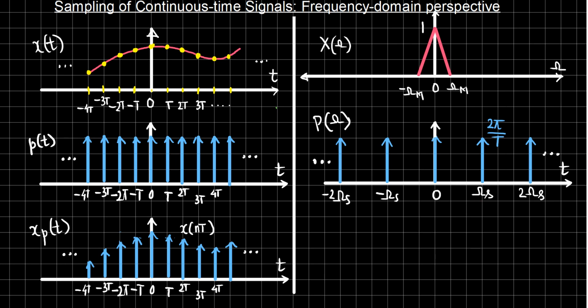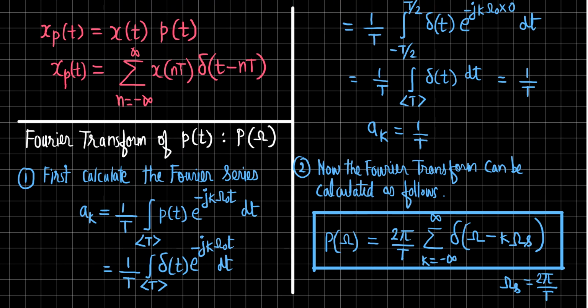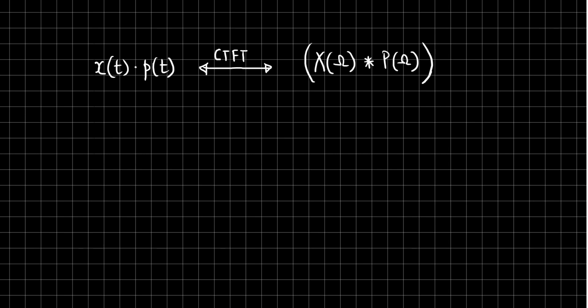Now, as we are multiplying the signal in the time domain, that is x of t being multiplied with p of t to obtain xp of t, in the Fourier domain it is going to be the convolution of x of omega with p of omega. Why? Because we know from the basic property, as I will write it here, that if x of t is multiplied with p of t, then the continuous time Fourier transform is going to be x of omega convolved with p of omega, with a scaling factor of 2 pi. That is from the basic time multiplication property of the Fourier transform.